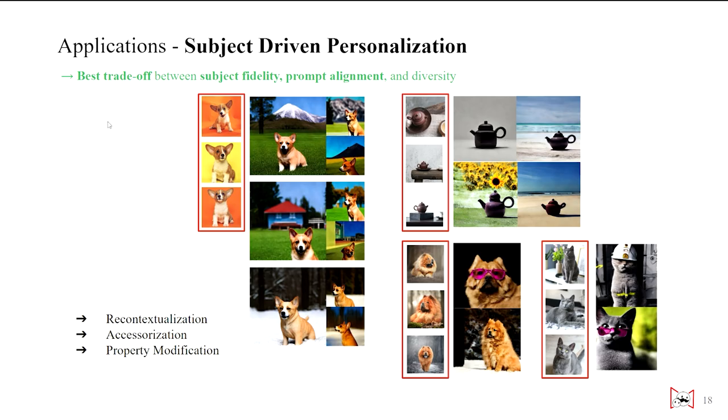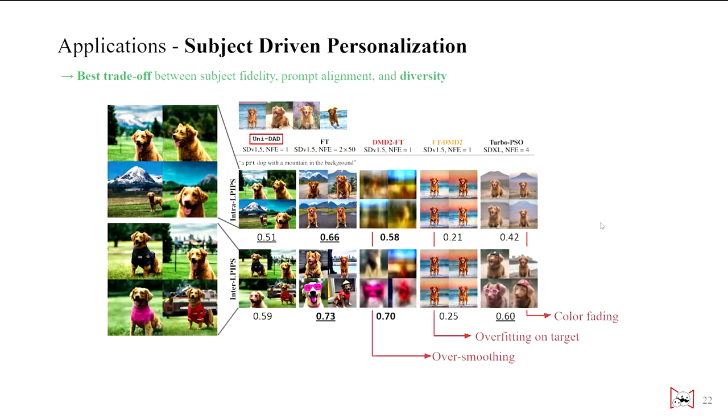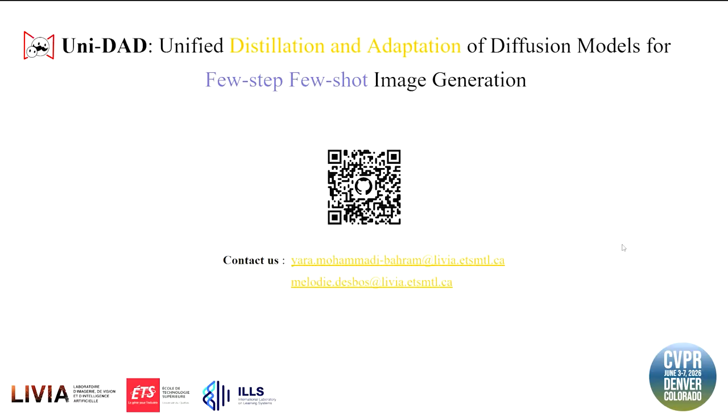Qualitatively, Uni-DAD is able to preserve the subject identity through prompting, recontextualization, accessorization, and property modification. Overall, between the distilled baselines, either they are over-smoothing, over-fitting on the target, or experiencing color fading, while Uni-DAD is able to preserve the quality and the diversity. This was all for Uni-DAD.